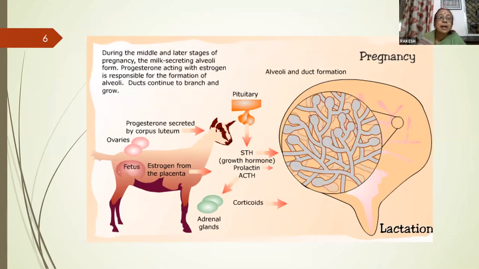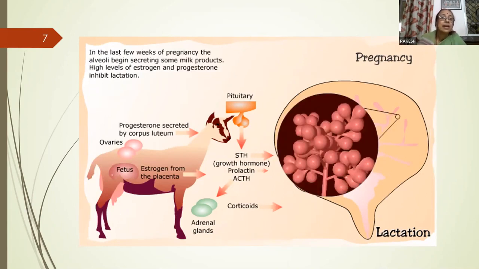During the middle and later stage of pregnancy, the milk-secreting alveoli form. Alveolar growth is seen, and progesterone acting with estrogen is responsible for the formation of alveoli. The ducts continue to branch and grow. Then, in the last few weeks of pregnancy, the alveoli begin secreting some products, some milk, and there is a high level of estrogen and progesterone, which inhibit lactation.